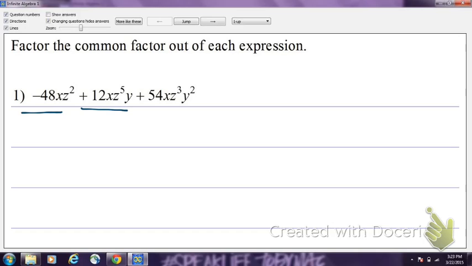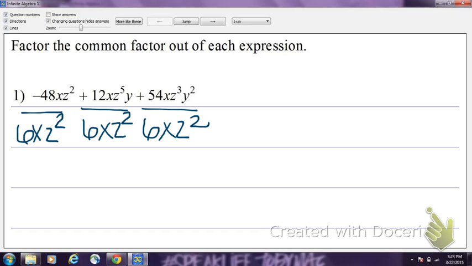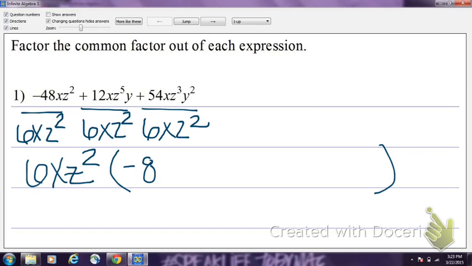So the first thing we do is divide them all by the GCF, which is 6. Then we have an x that goes into all of them, and z also goes into all of them, and the smallest power is z squared. So we place our GCF out in front of parentheses and put the answer to each division problem within the parentheses. That all cancels except for -8.